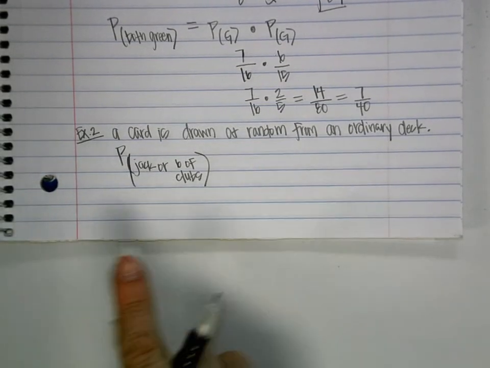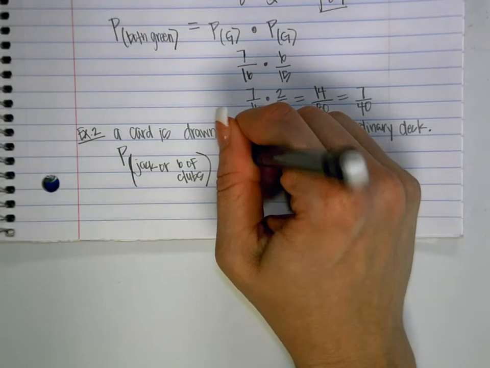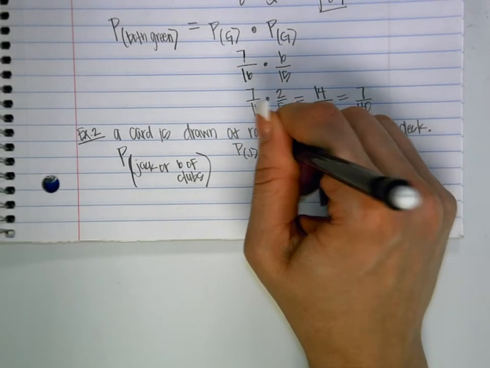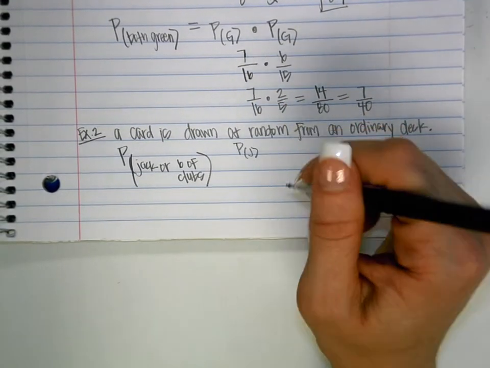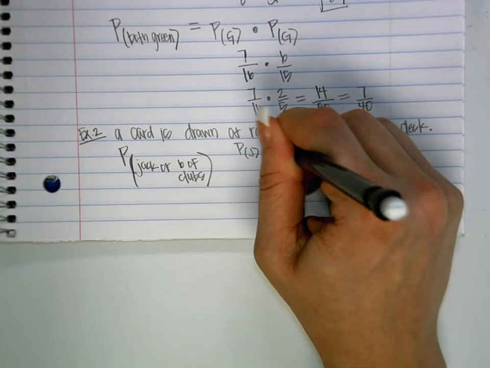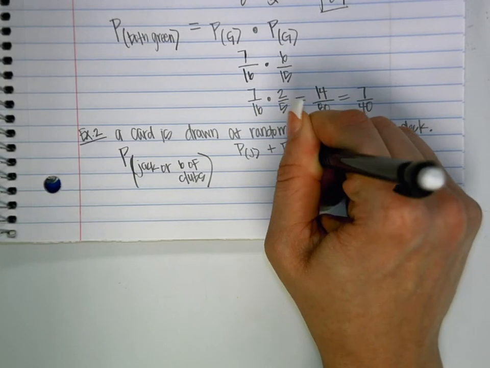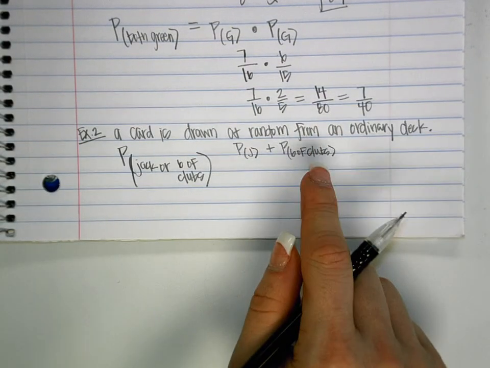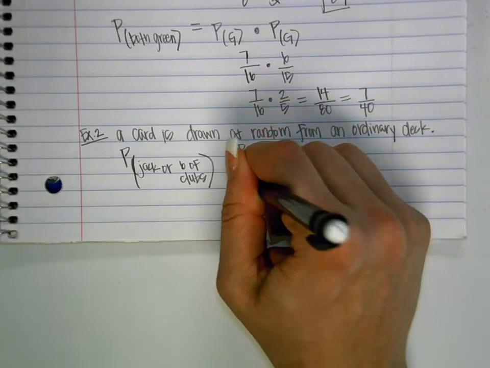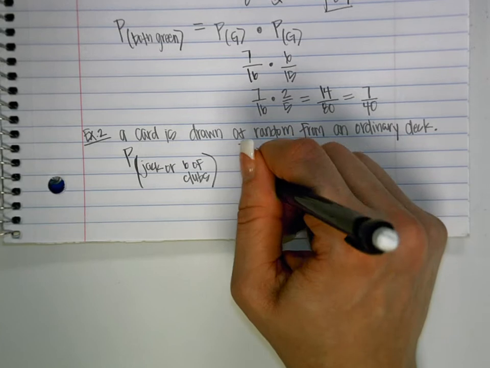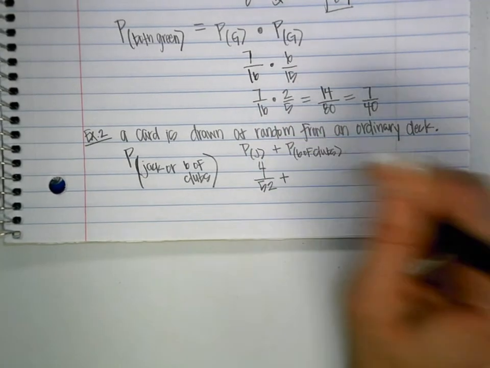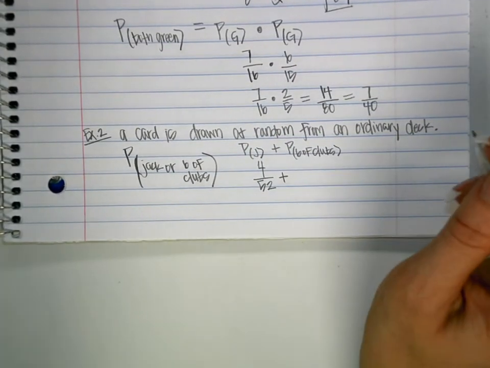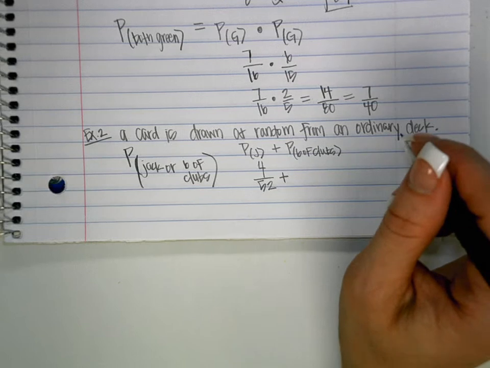So, how many jacks are there total? Probability of jack, or what do we need to do here? Are we multiplying or adding? Adding. Probability of 6 of clubs. So we're adding these together. So what's the probability of getting a jack? How many totals are there? 4 jacks out of a total of 52 cards. Plus, no, there's 52. You're thinking jokers. Jokers are not in our deck of cards.